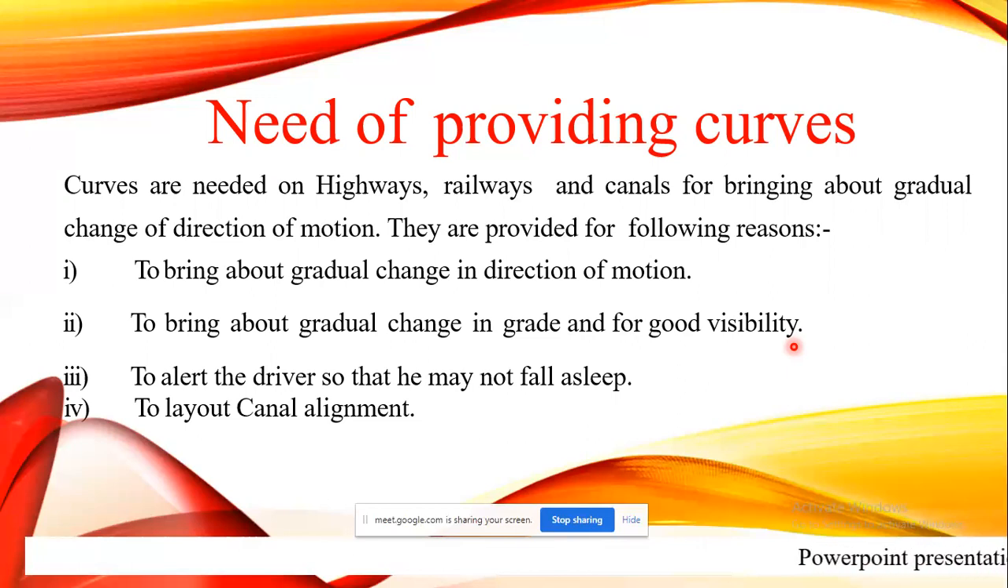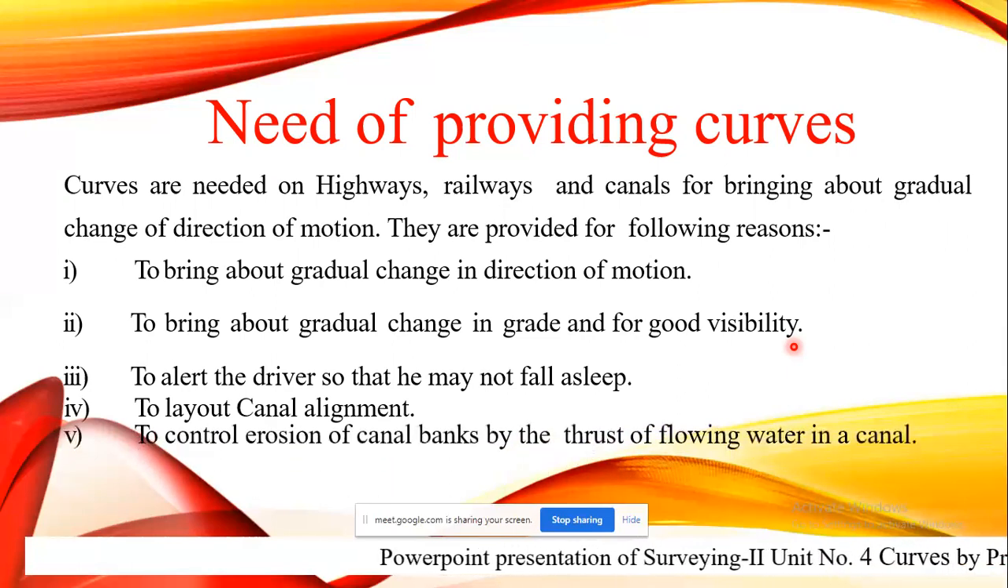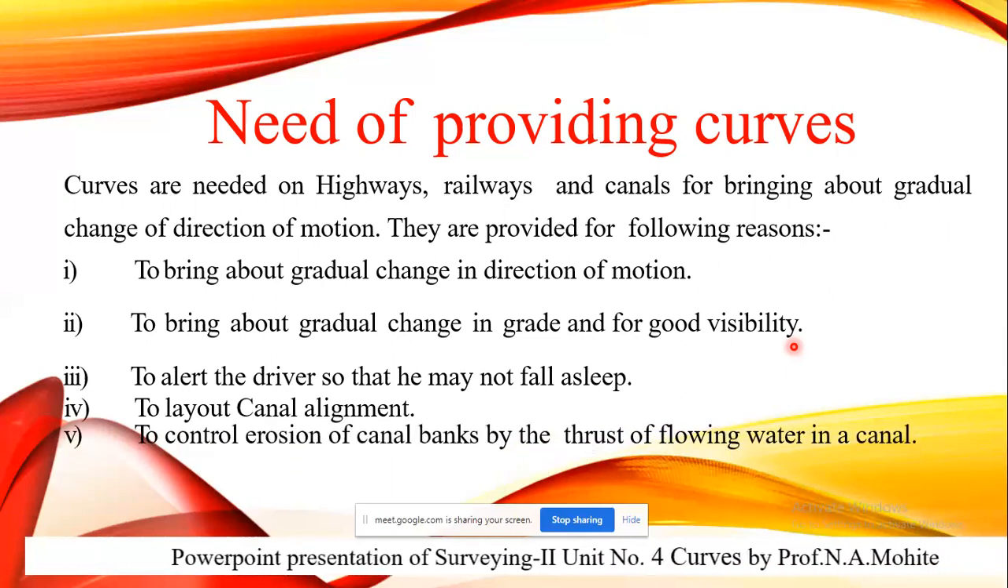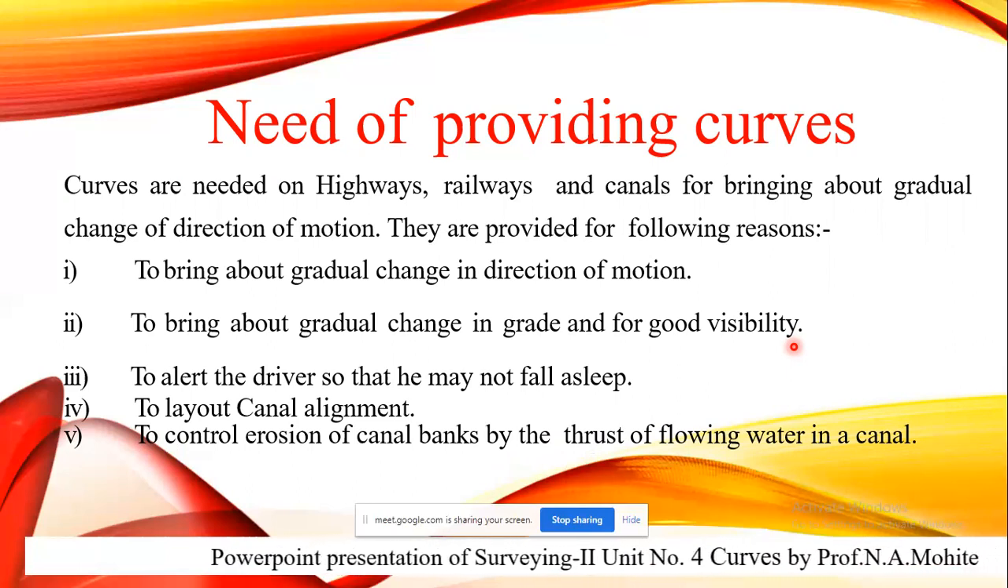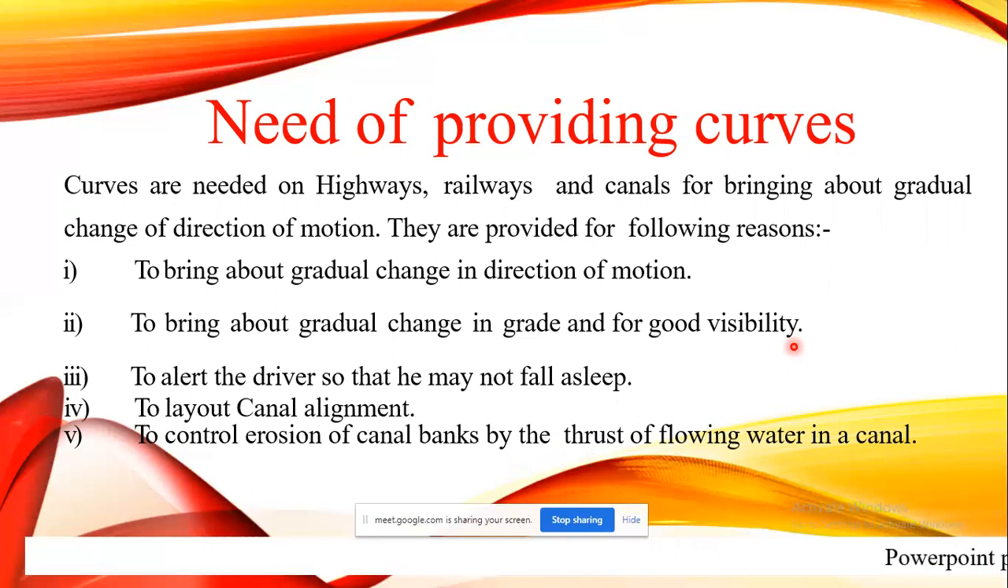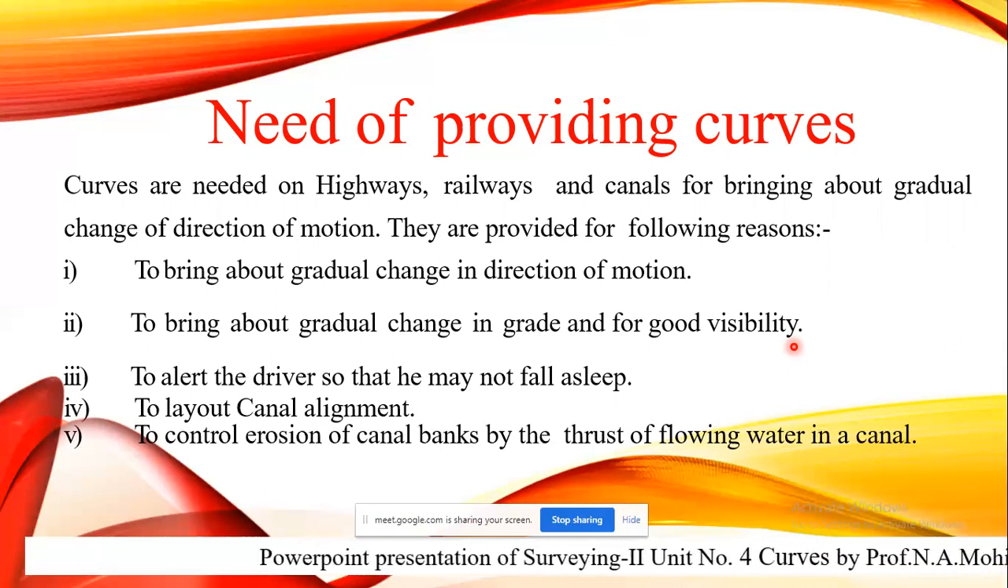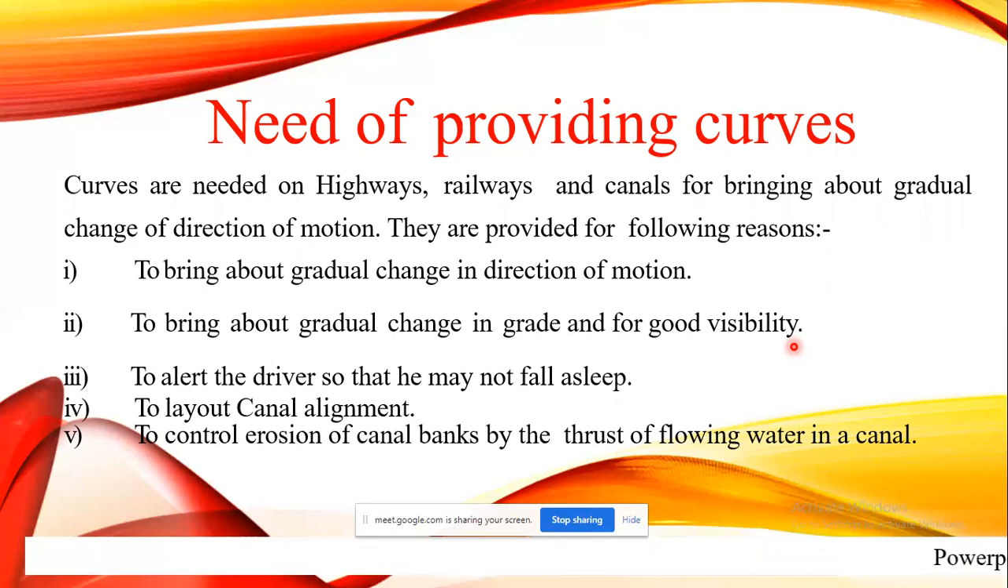Next, to control erosion of canal banks by the thrust of flowing water in a canal. We know that a much greater force is there while the water is flowing. So in order to avoid that, the curve is provided, and by providing it we can control the erosion of the canal banks.